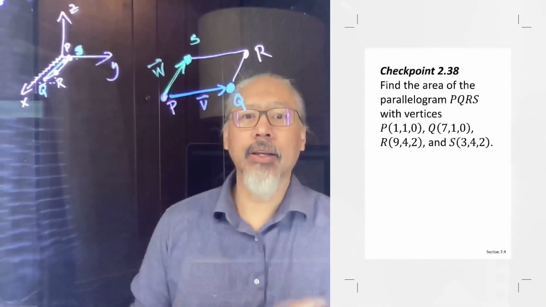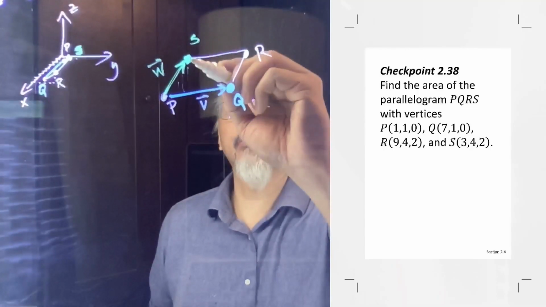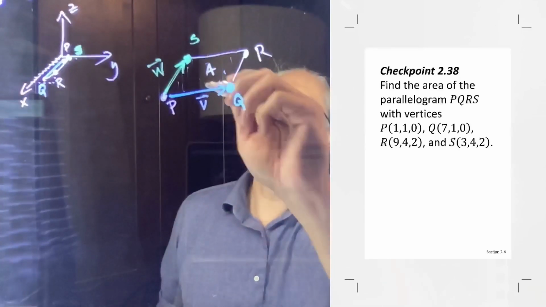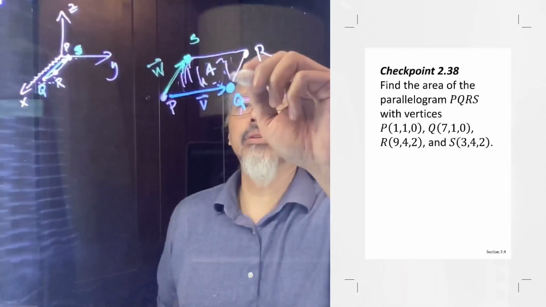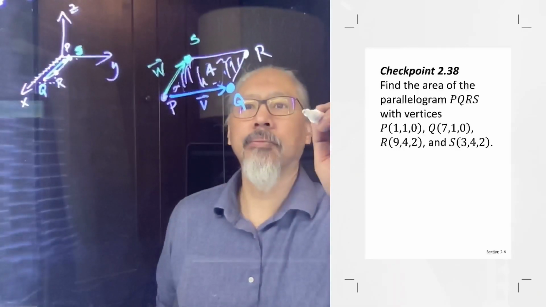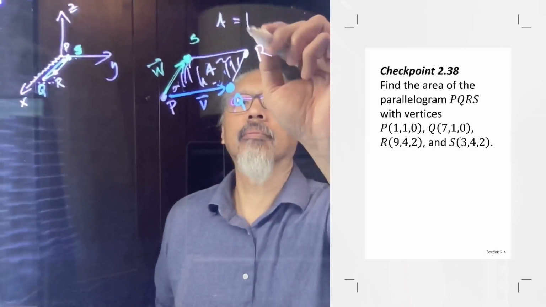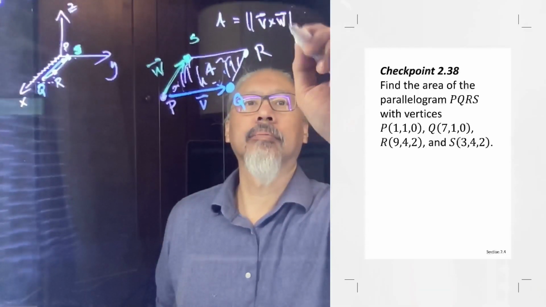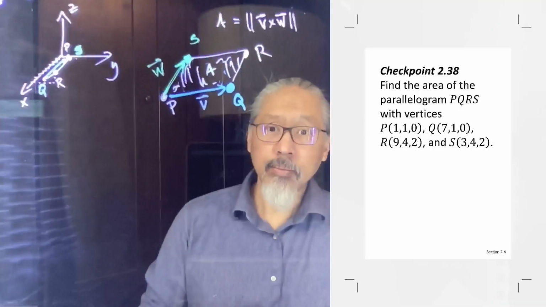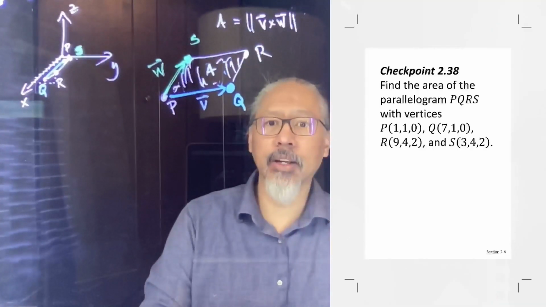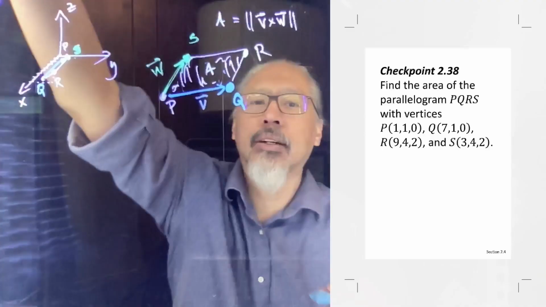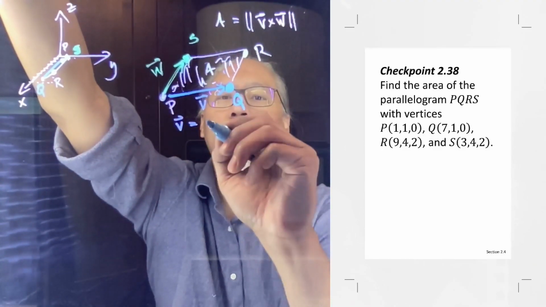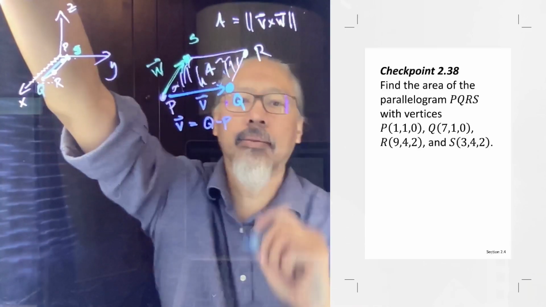It turns out that if you want the area of a parallelogram spanned by two vectors, which is essentially what we have here, the area is equal to the magnitude of the cross product of the vectors that span it. So now we have to find each of those vectors. What is our vector V? Our vector V is the difference between Q and P, so V equals Q minus P.